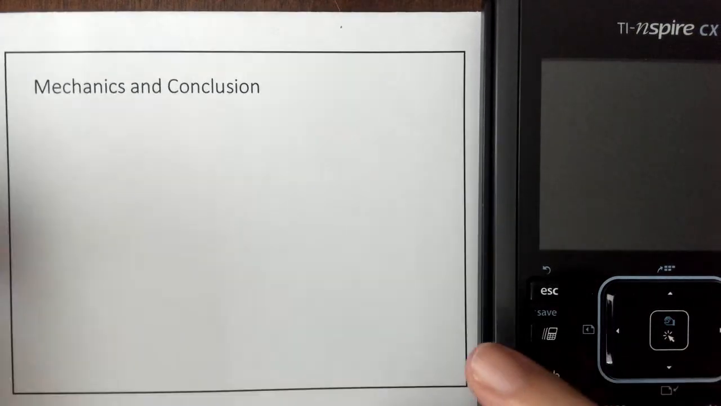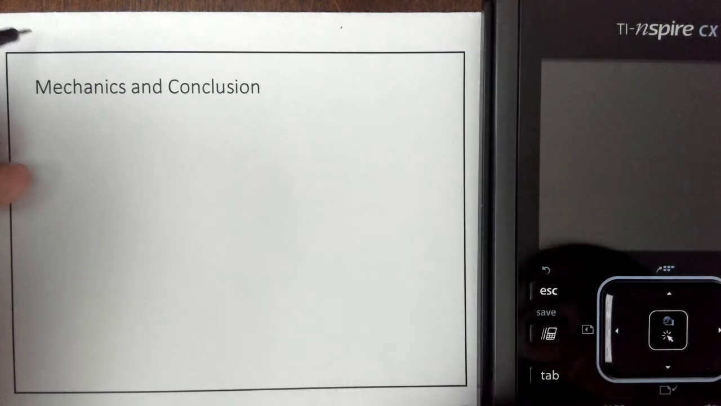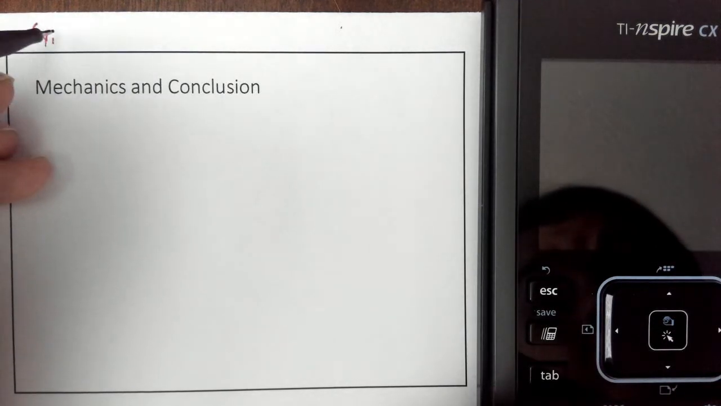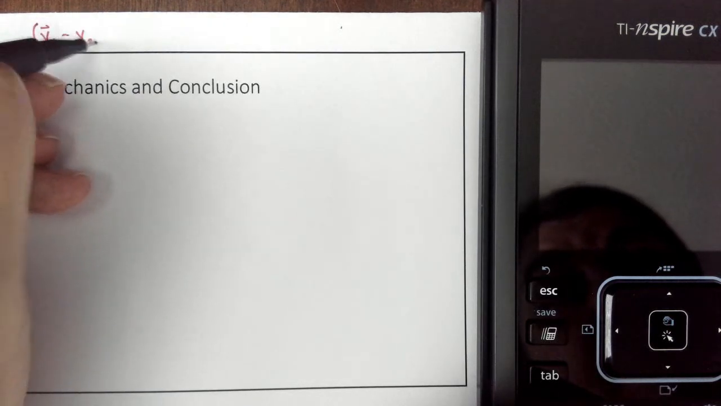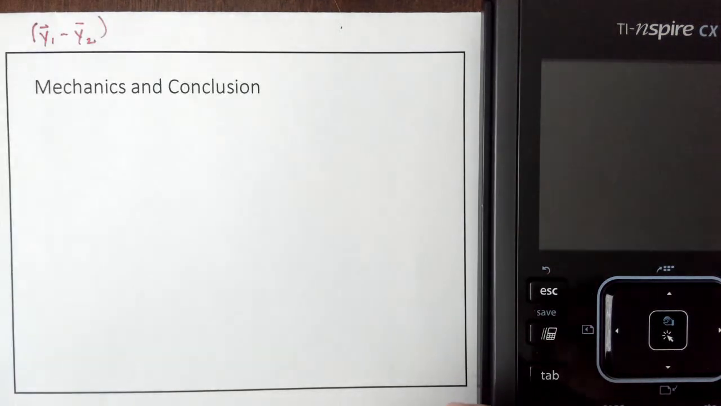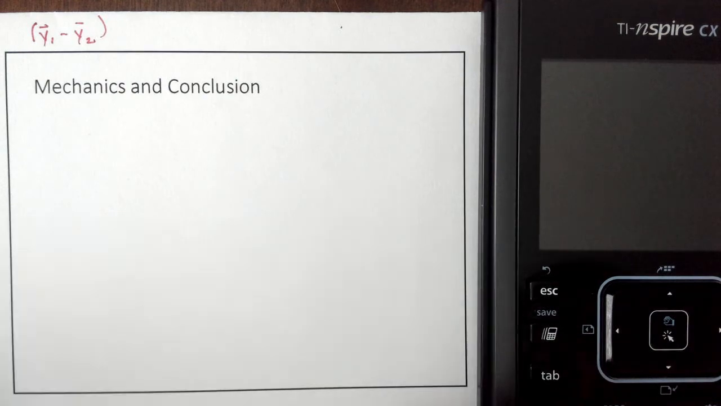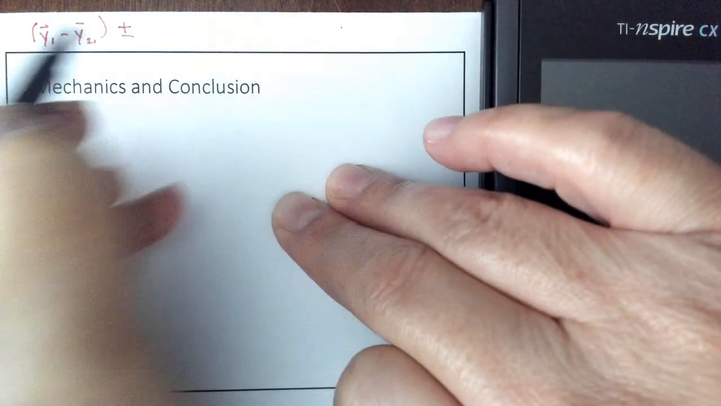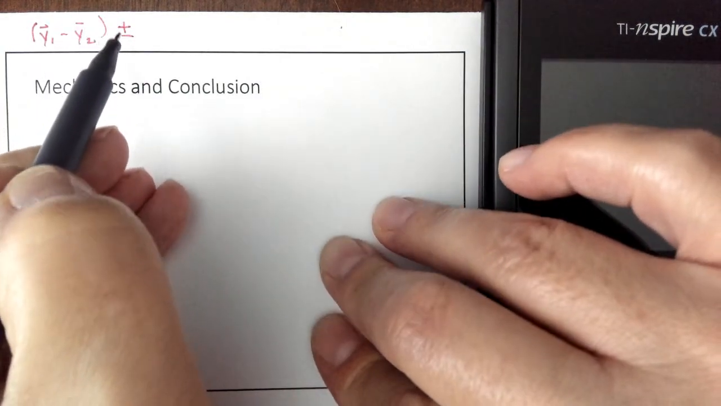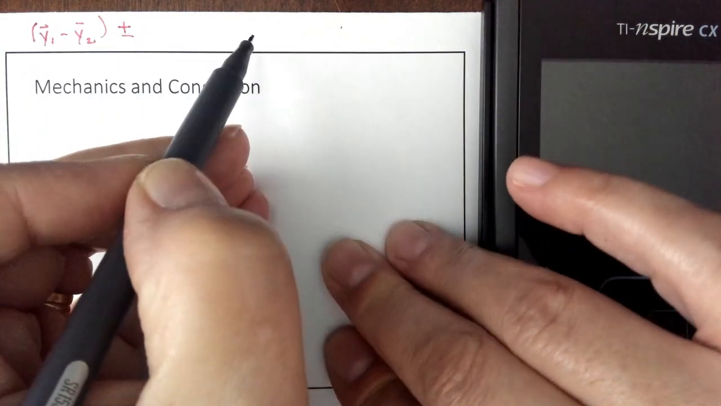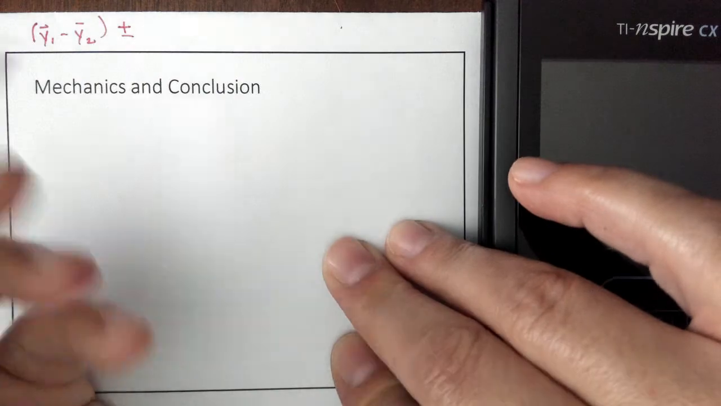So for the mechanics, we are going to take the difference of the two groups, y bar of the first group minus y bar of the second group. That's the difference of the two means. That's your point estimate of the difference. And then you're going to add and subtract a margin of error. So this next little piece is your margin.